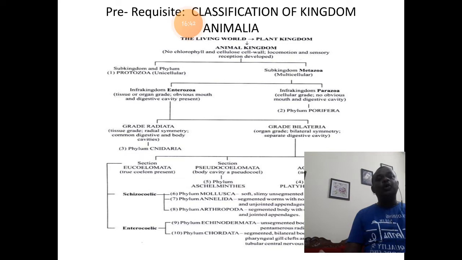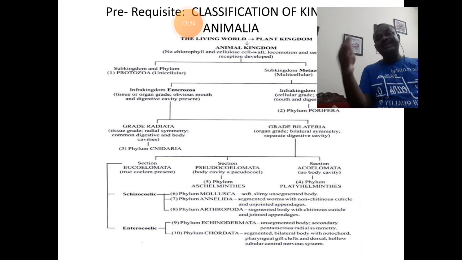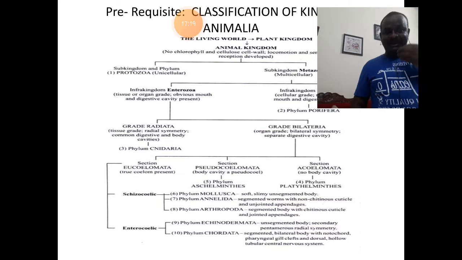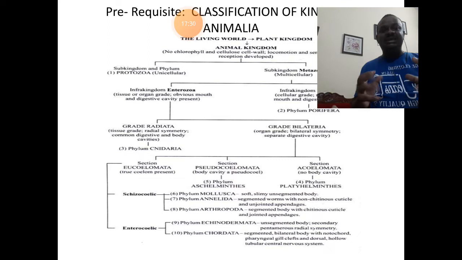This group of bilaterians is further divided into three sections. This division of bilaterians into three groups or sections is based on the kind of coelom they have. What is coelom? Coelom generally refers to the body cavity present between the body wall and the inner body organs, or simply the alimentary canal, the digestive canal. So between the wall of the digestive canal and the body wall, if you find a space, and that space is free or empty, you call it a coelom.